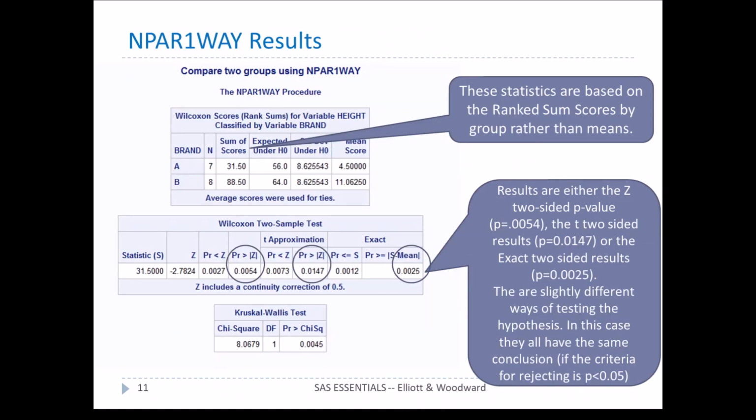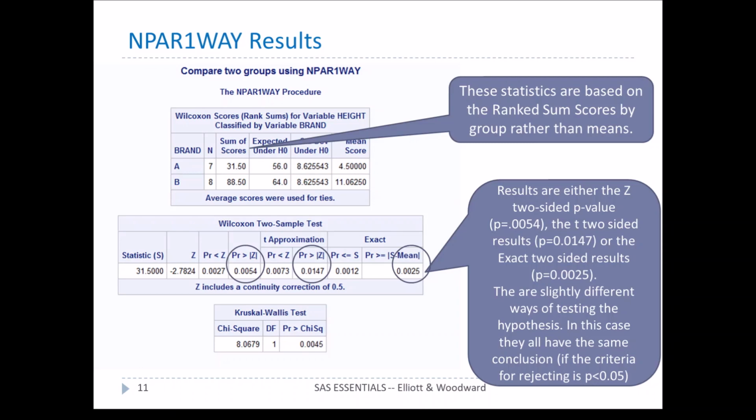So the top table are the Wilcoxon scores, which is also called the rank sums, for the variable height classified by the variable brand. So here we have our brand A and B. Now we don't have means here. Instead, we have something called sums of scores. And then at the right-hand side, we have the mean score. So again, this test is not comparing means like the t-test did.